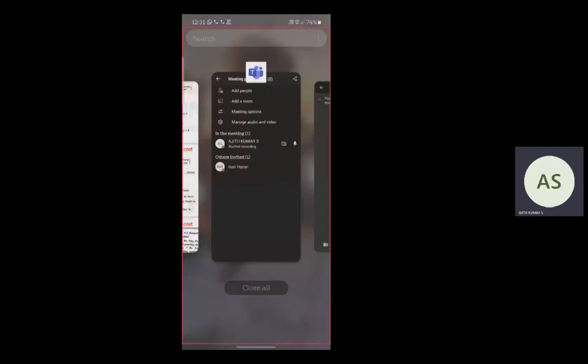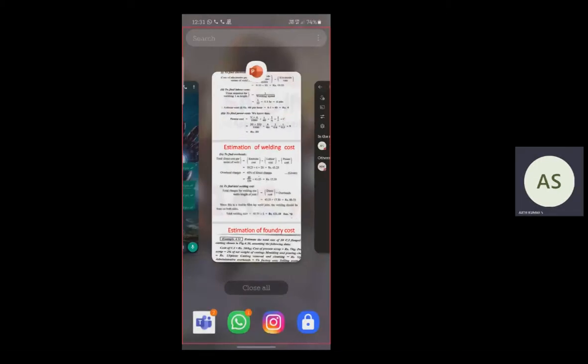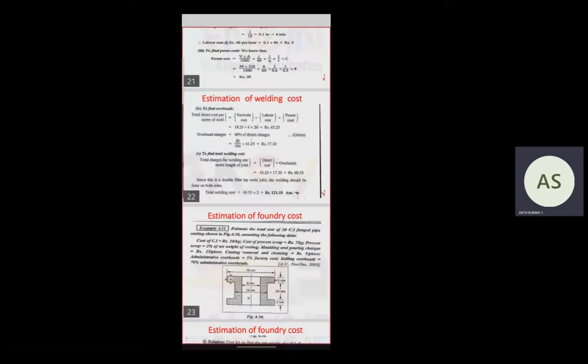Okay, next we will see about foundry cost. Foundry is also a type of welding, but in this process we are using casting. Casting is nothing but we heat the material and pour it into the die and use a solidification process. Solidification is nothing but the heated molten material solidifies inside the die, so we will get the desired product.